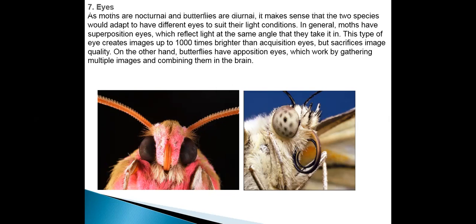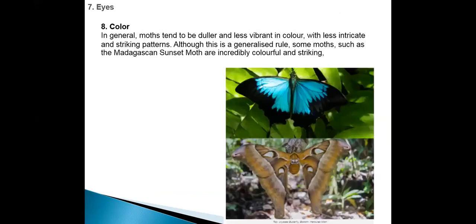But when you come to butterflies, they have opposition eyes. What they do is gather the multiple images they are observing and combine them in the brain, and they get bright images.